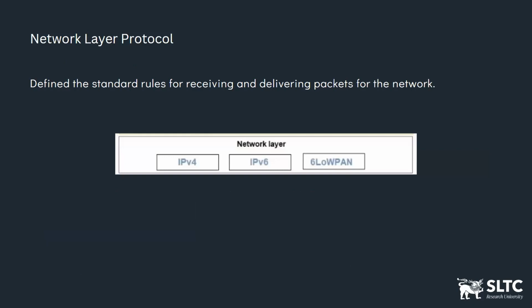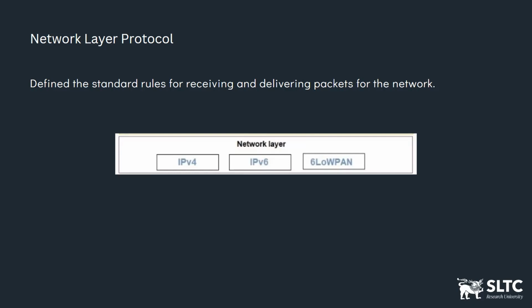And next, we will be talking about the network layer protocols. The network layer protocols define the standard rules for receiving and delivering data packets over the network. They define the unique addresses of devices in the IoT network, and also the format of the data packet in which we are sending the data.